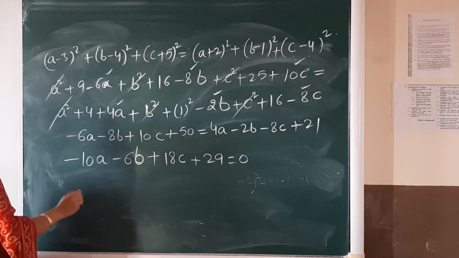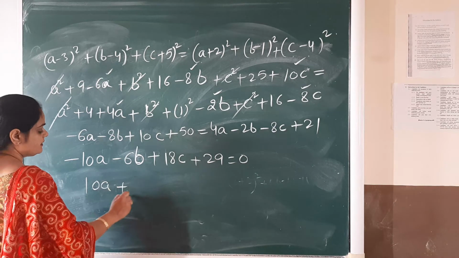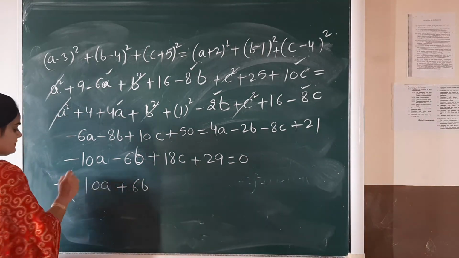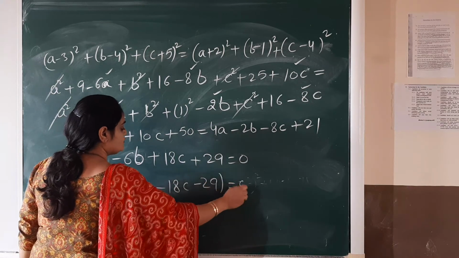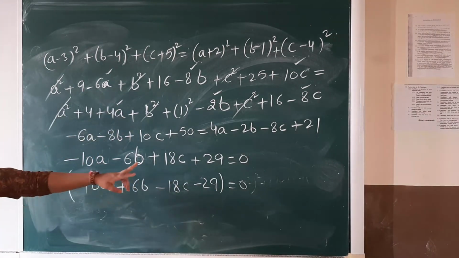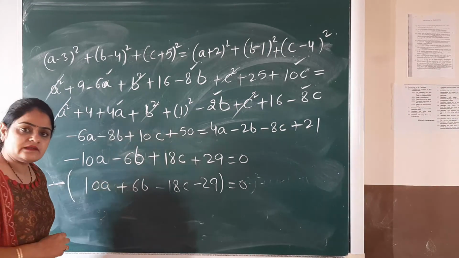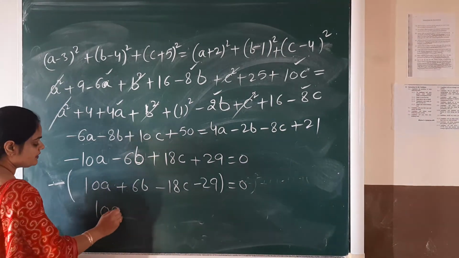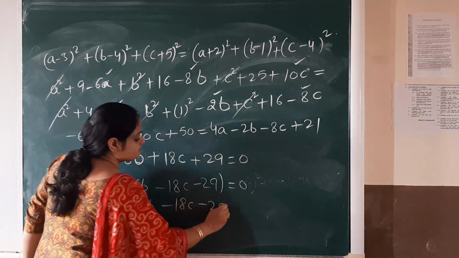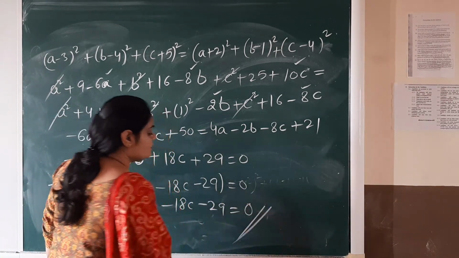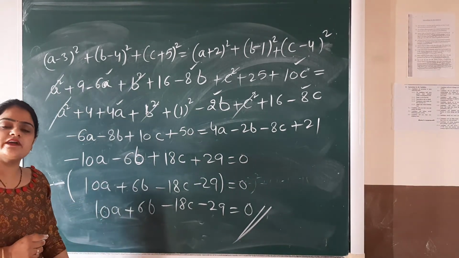Can we take the negative sign as common? After taking the negative sign as common, 10a plus 6b plus 18c minus 29 equals to 0. And when this negative sign goes to that side, it will merge with 0 because 0 is neither positive nor negative. So it becomes 10a plus 6b plus 18c minus 29 equals to 0. So this is the equation that we wanted to find.